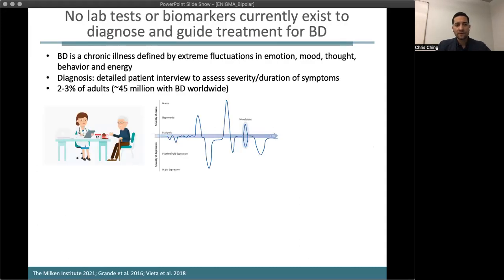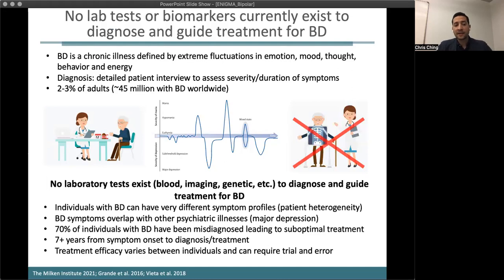So bipolar disorder is a chronic episodic illness defined by extreme fluctuations in emotion, mood, thought, behavior, and energy. These days, we diagnose the illness based on a detailed clinical interview with a patient to assess the severity and duration of symptoms and signs. And we know that a great many people are affected worldwide by this illness. Unfortunately, unlike other medical disciplines, there are no laboratory tests that exist to help us diagnose and guide treatment for bipolar disorder.